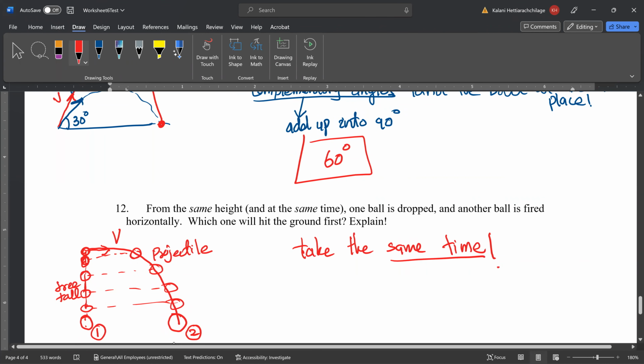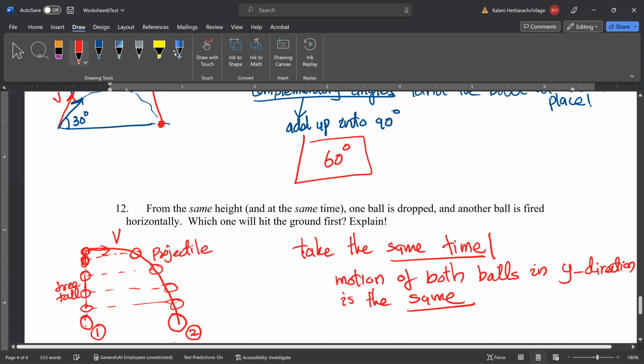If I need to explain that, how do I explain it? Because the motion of the projectile ball and the free-fall ball in the y direction is the same. The motion of both balls in the y direction is the same. That means they should have the same time for both balls. Okay, let's stop here.